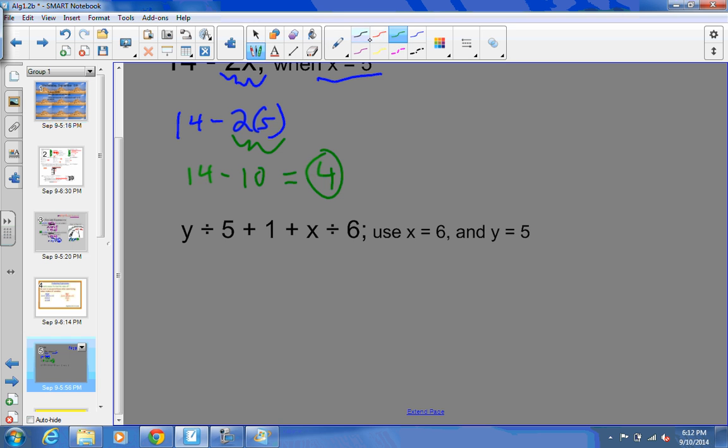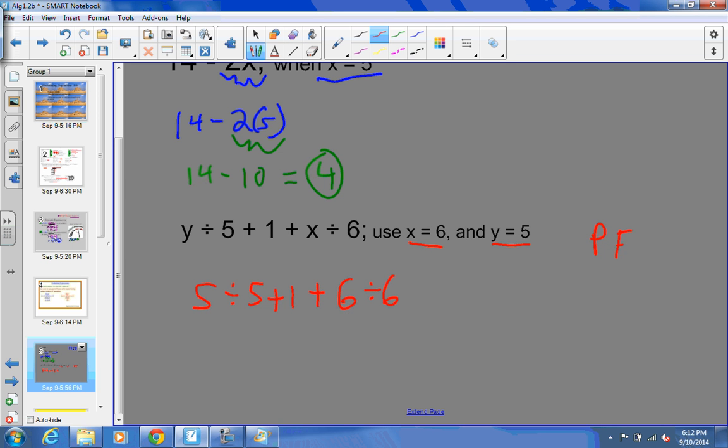But here's how we do it. So, first step is always to substitute, or plug it in. So we have x equals 6, and we have y equals 5. And we can plug those in where they are necessary. So for y, we can plug in 5, and we still have divided by 5, plus 1 plus, and then we can plug in the 6 for the x, divided by 6.